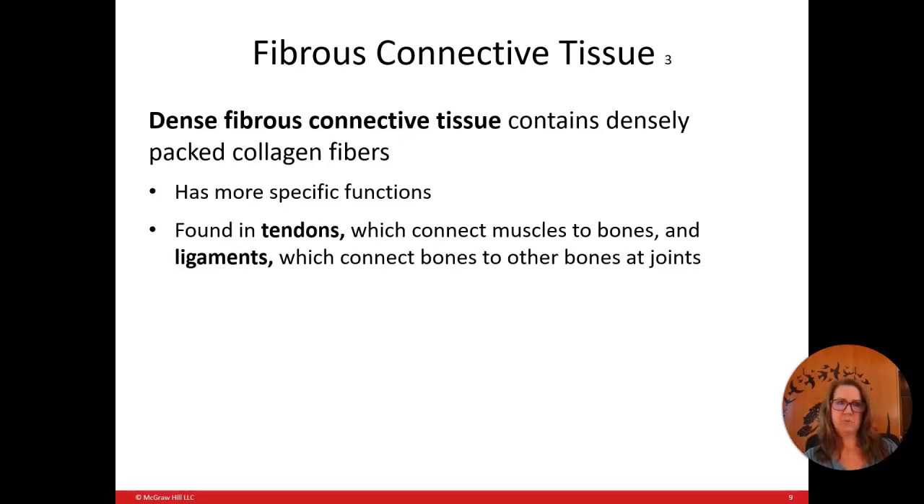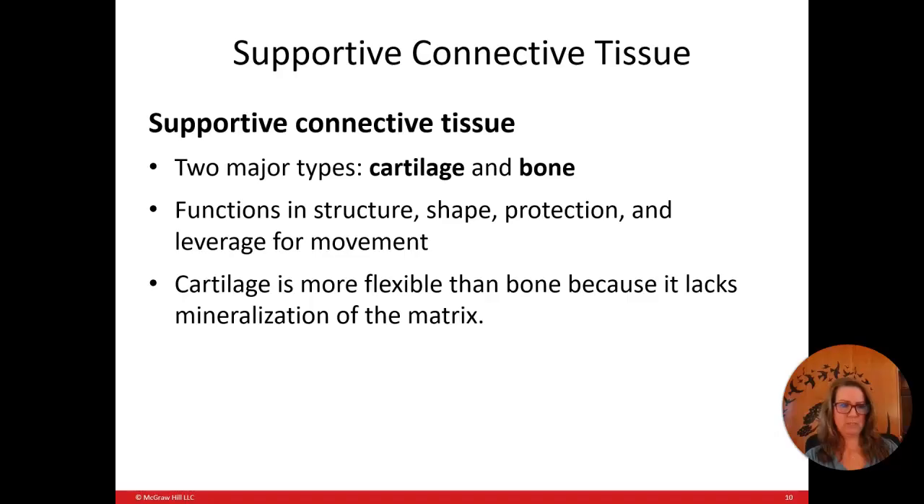Fibrous connective tissue, we already talked about. It's made up of densely packed collagen fibers, and of course tendons connect bones to muscles and ligaments connect bones to bones. Next, supportive connective tissue.